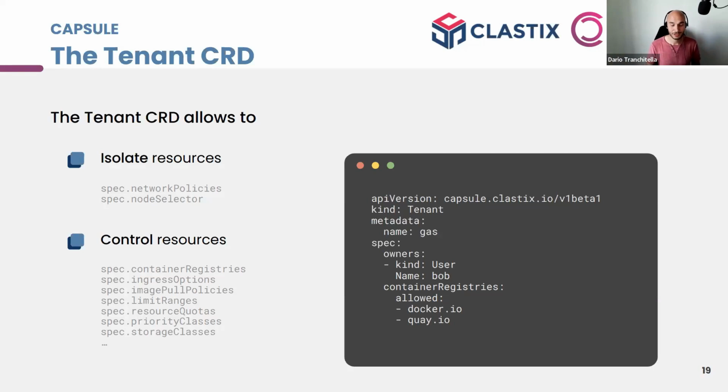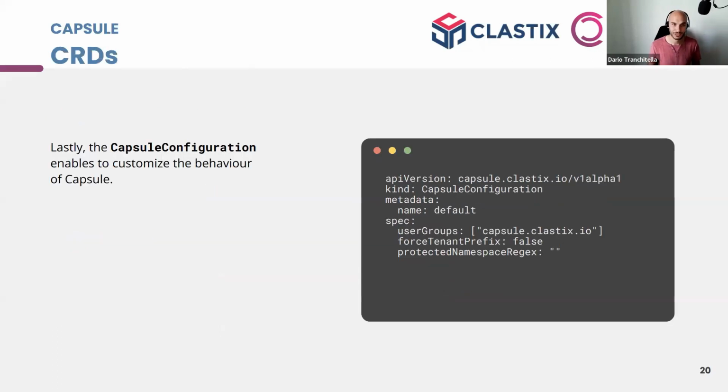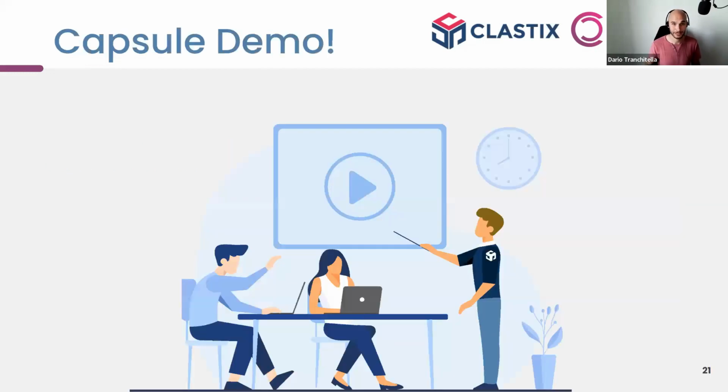And with the tenant definition, keep in mind that there are plenty of shades of multi-tenancy. We have a website containing a set of tutorials, Capsule Classics.io, where you can find a lot of recipes. You can isolate the resources as well as control the resources. And last but not least, there is the Capsule configuration, where you can configure Capsule, because Capsule is a framework to address your own multi-tenancy according to your needs.